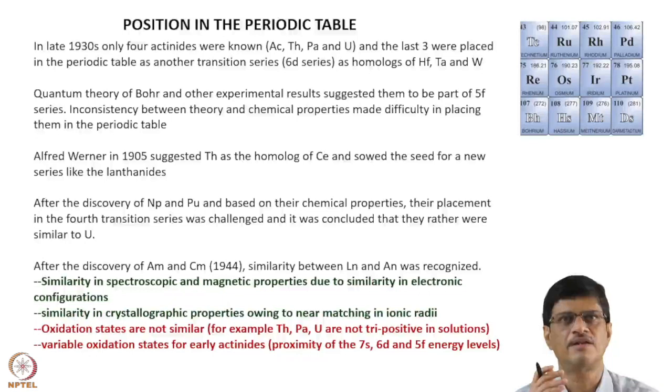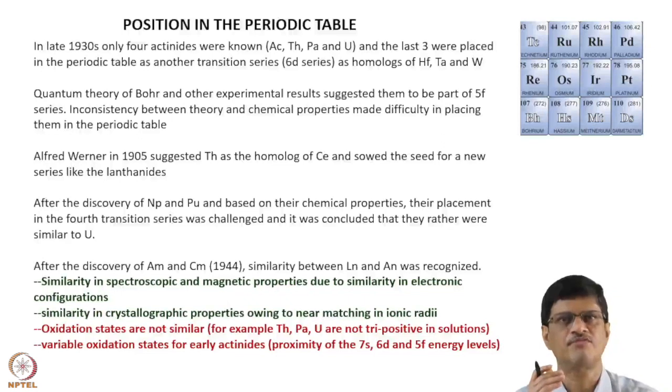Then Alfred Werner in 1905 suggested thorium as the homolog of cerium, because the chemistry of thorium and cerium is very much comparable. And he sowed the seed for a new series like the lanthanides. After the discovery of neptunium and plutonium, and based on their chemical properties, their placement in the 6d transition series was challenged, and it was concluded that the chemistry of neptunium and plutonium is more similar to that of uranium rather than that of rhenium and osmium.